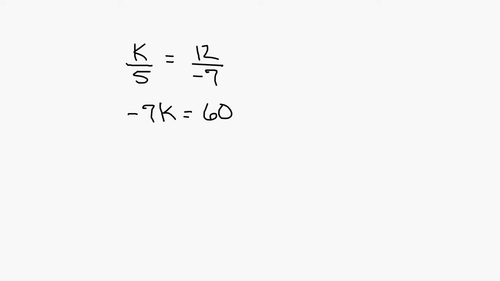Your next step is to divide both sides by negative 7. The negative 7's cancel, and k would be equal to negative 8.57, you said? Yeah. Negative 8.57.